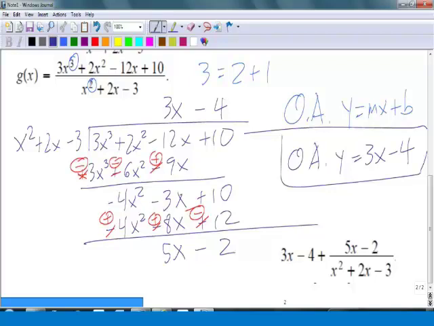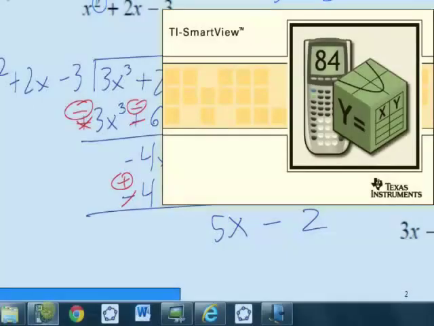large values of x. For large values of x, x squared is not only way bigger than 2x and minus 3, it's way bigger than 5x minus 2. So for large values of x, the value of this expression goes to 0. It's really, really small. So the difference between the graph of the rational function and the graph of this straight line, y equals 3x minus 4, gets really small.